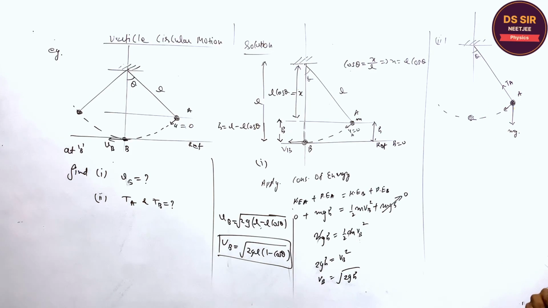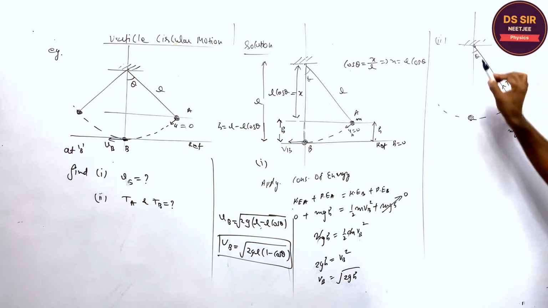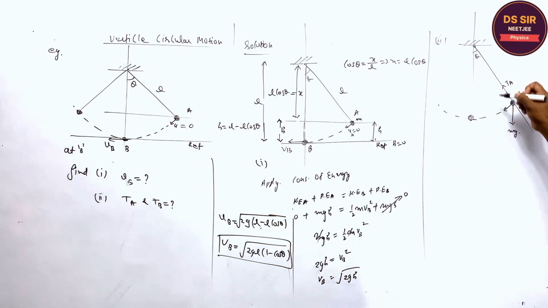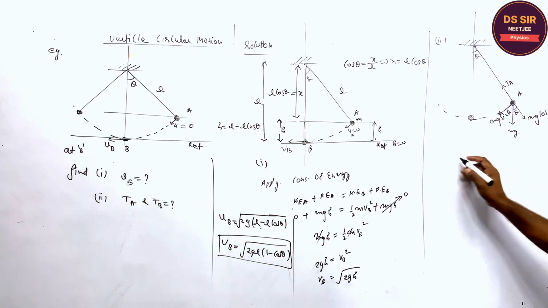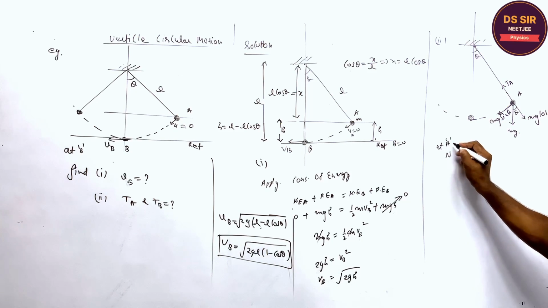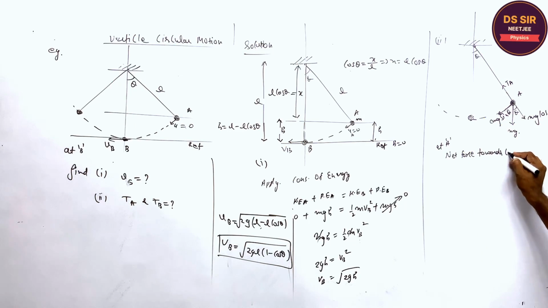And how to resolve the forces along this, the center of the circle, and this perpendicular direction? Is it clear or not? So how to resolve? The tension is acting exactly along the radius, so there is no need to resolve this tension. Only mg needs to be resolved. This is the mg. Now mg cos theta, and this is mg sin theta. Is it clear or not, you tell? So what is the net force toward the center at A? What is the net force toward the center? Can you tell?